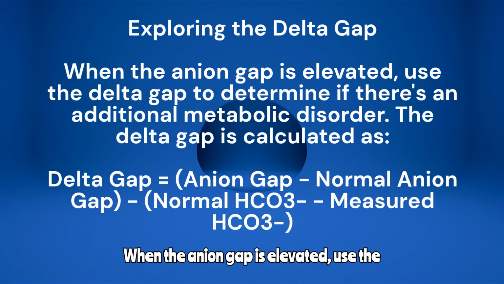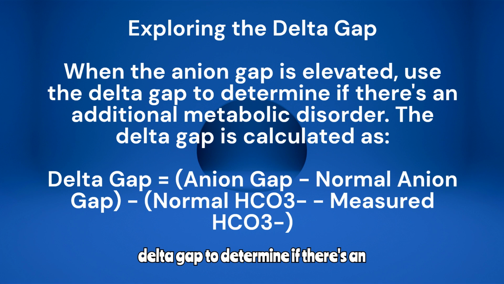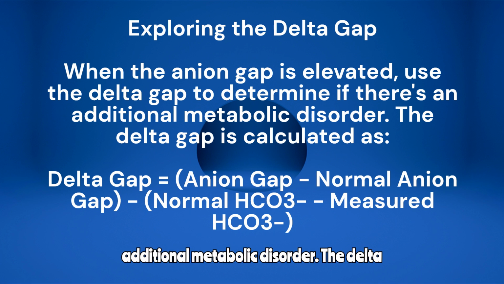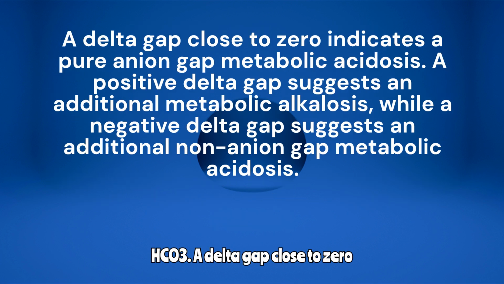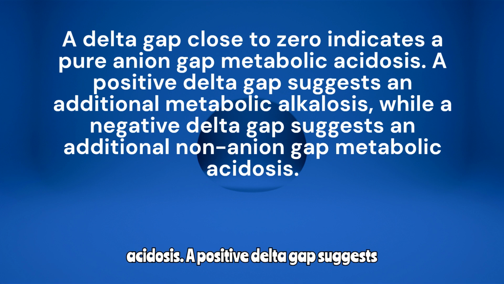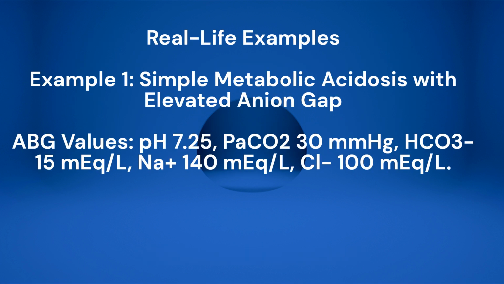Exploring the delta gap. When the anion gap is elevated, use the delta gap to determine if there's an additional metabolic disorder. The delta gap is calculated as delta gap equals anion gap minus normal anion gap, minus normal HCO3 minus measured HCO3. A delta gap close to zero indicates a pure anion gap metabolic acidosis. A positive delta gap suggests an additional metabolic alkalosis, while a negative delta gap suggests an additional non-anion gap metabolic acidosis.